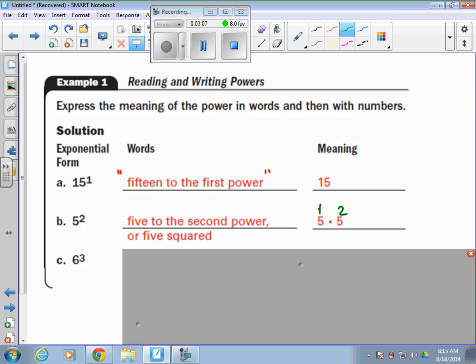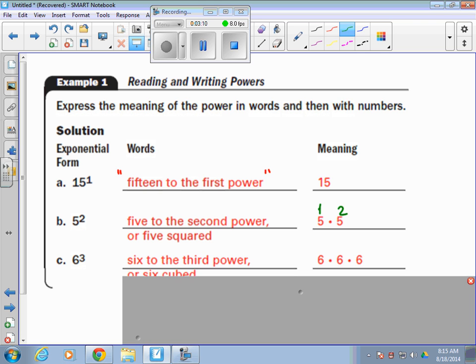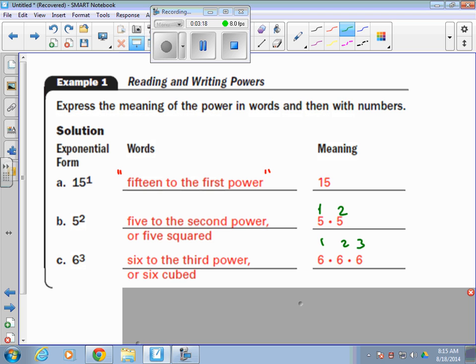And then C says 6 raised to the third power. Again, you could read it as 6 to the third power, which is 6 times 6 times 6. That's 1, 2, 3 times. The other way to read it is 6 cubed. So you can say squared anytime something is to the second power. Anytime something is to the third power, you can say it as cubed.